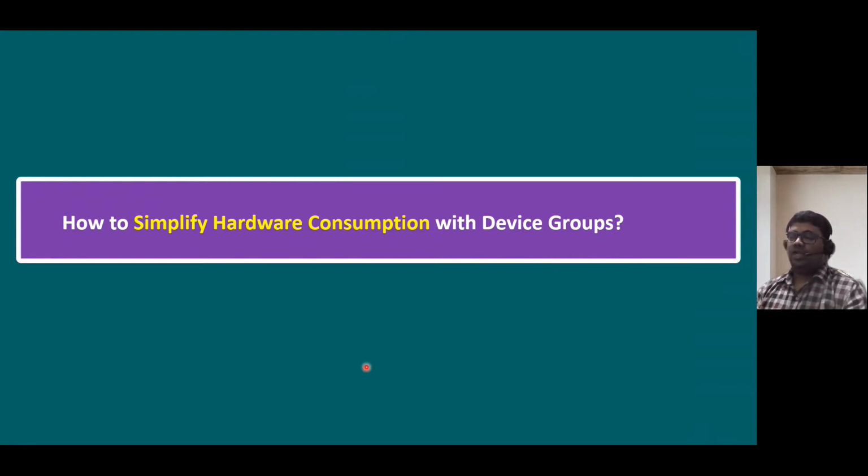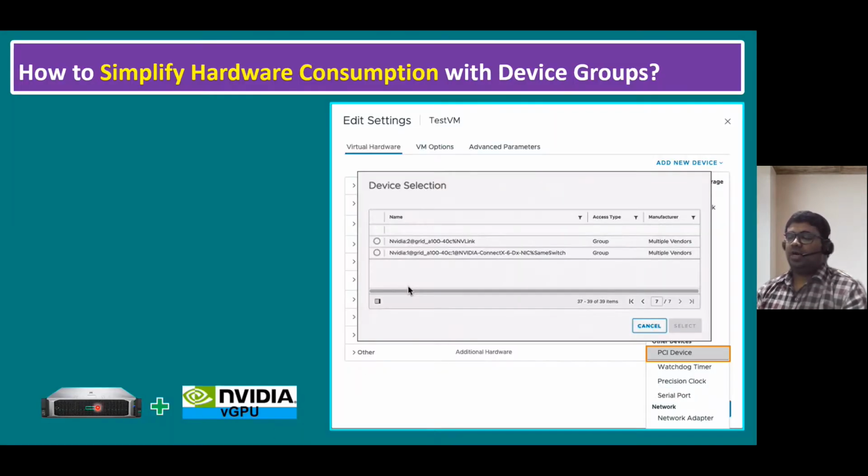So the point is how to simplify hardware consumption with the device group. Normally our server hardware comes with multiple vGPUs, and then we create a device group. Log into the vCenter Server, select the virtual machine, right-click the virtual machine, and edit settings. We have an option to add new devices. When you click Add New Device, there is an option to choose PCI device, peripheral component interconnect.